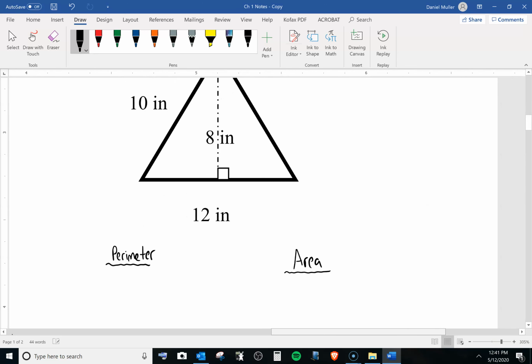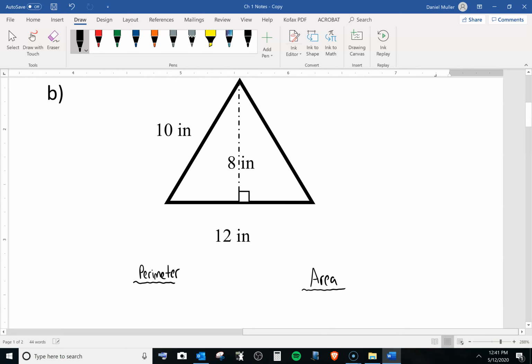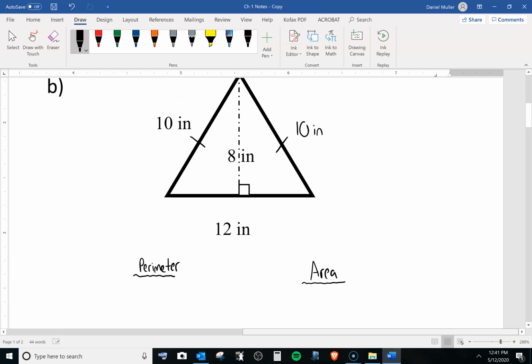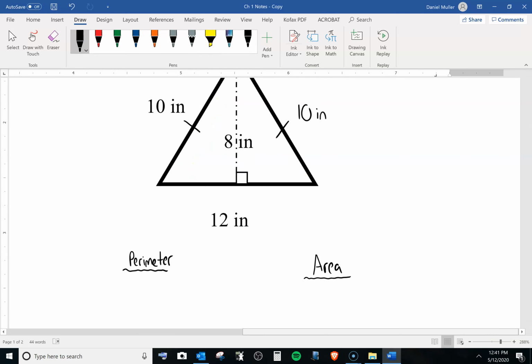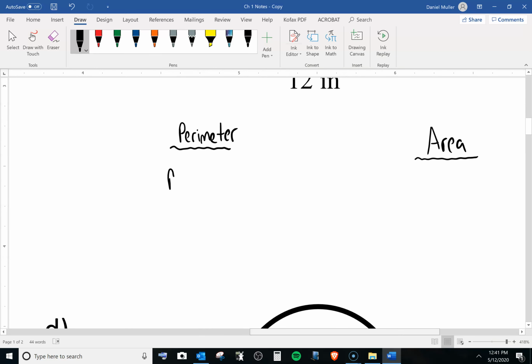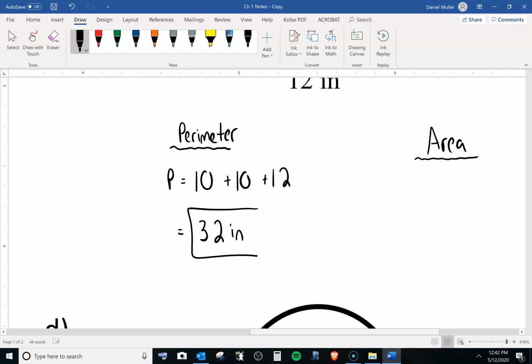Now this is not added here, but maybe I'll do it in yours. But what it should say is that this side and this side are the same, and we're going to make that 10 inches. So for perimeter, it's just going to be 10, 10, and 12. So we'll add that up. P equals 10 plus the 10 plus the 12, which is 32. And it's inches. Distance around is just the power of 1.